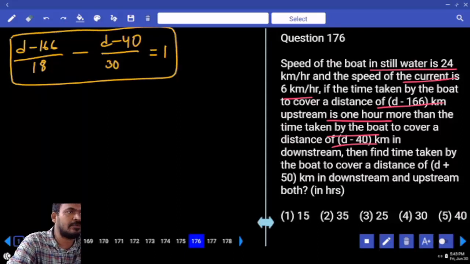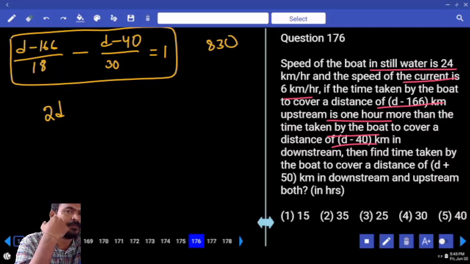What is the LCM of 18 and 30? 90. 18 times 5 is 90, so the first term becomes 5d. 30 times 3 is 90, so 3d. 5d minus 3d is 2d. Since 18 is multiplied 5 times, 166 is also multiplied 5 times, giving 830. Next, 3 times 40 is 120. Negative of negative is positive, so one term is minus 830 and the other plus 120. What is the difference?